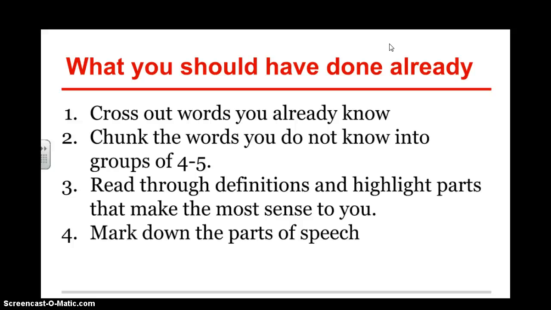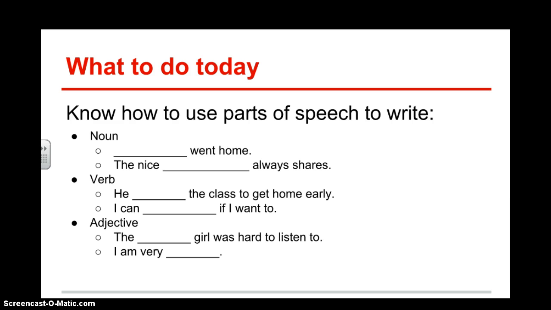Read through the definitions and highlight parts that make the most sense to you. So pick out just confidence for aplomb. Just pick out confidence, circle that word. You should have already done all this, and then we marked down the parts of speech last week. If you missed that, please get the parts of speech from someone that you know who was here in class on that day.